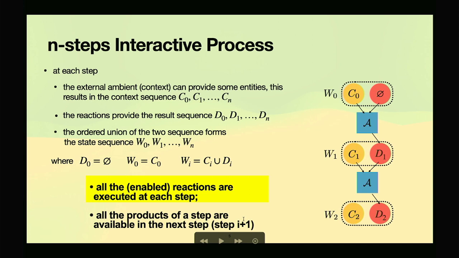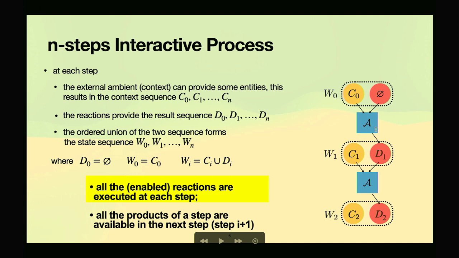In the interactive process, you have another component, which is the external context. This component simulates the work of the biologists that put in the biological soup some entities. So the execution of an interactive process is this one. At the beginning, you have the empty system, so no entities, and the external context provides you some entities. Then all the enabled reactions are executed and produce a set of products.